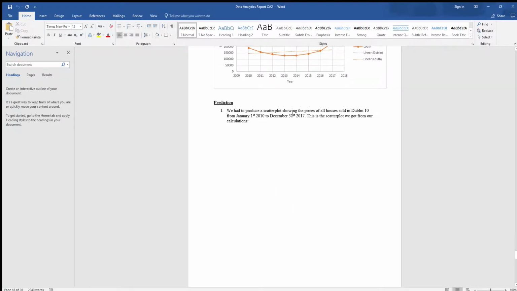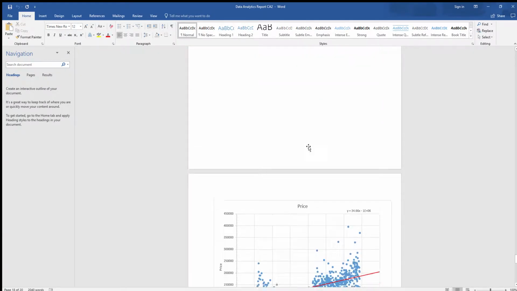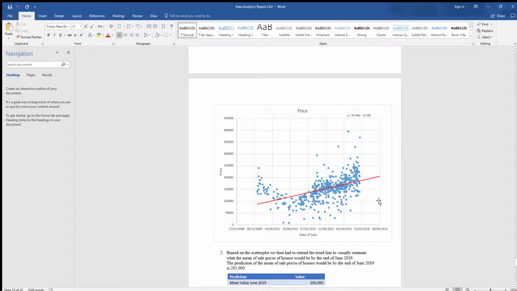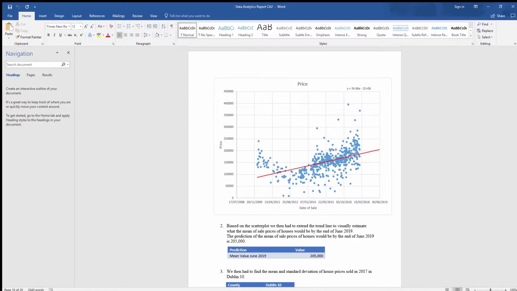In the prediction, we had to produce a scatter plot showing the prediction of the price, which I extended out to the date, which was found here, which is step 6. That was the scatter plot, as we can see. You can see here, which was made using all this data. Had to extend it out to find the price by the end of June 2019. Then you have step 2, which was the trend line.